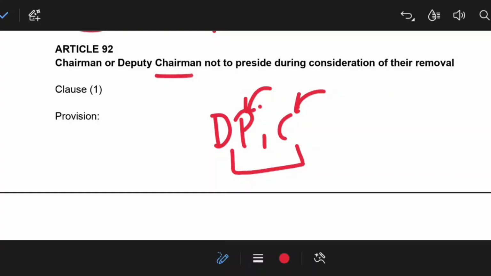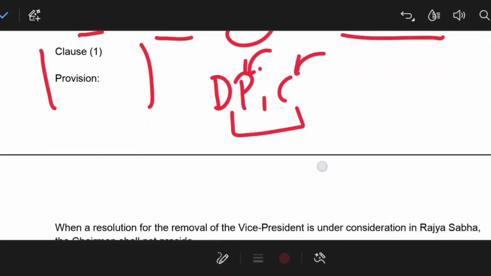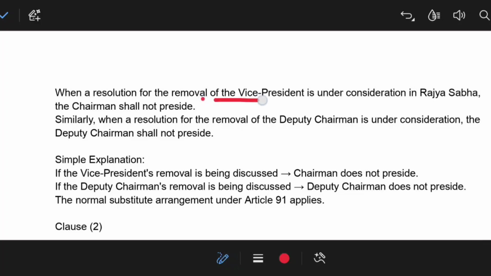So, if the deputy chairman or even the chairman does not preside due to the consideration of their proposal, then the Constitution has made a separate provision for this, and that is included in Article 92. Let's suppose a resolution for the removal of the vice president is under consideration in the Rajya Sabha, because the resolution to remove the vice president is basically moved in the Rajya Sabha. That means in the initial stage it is moved only in the Rajya Sabha, and the Lok Sabha just agrees to it. And 14 days' notice is very important.